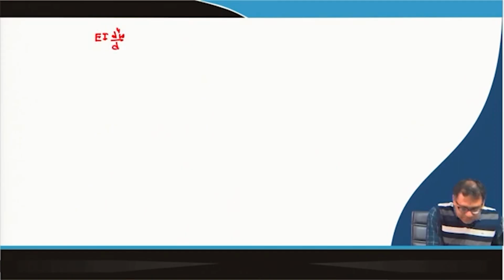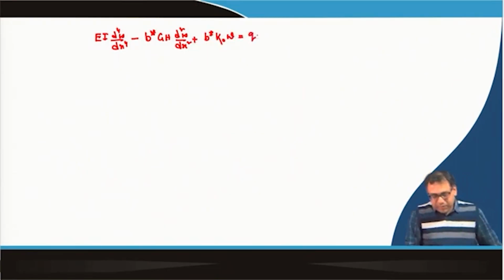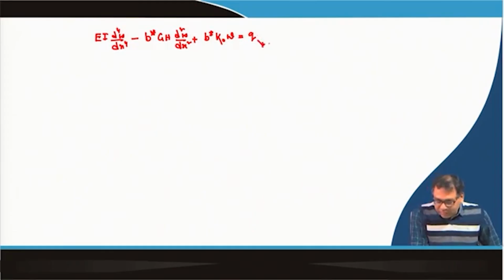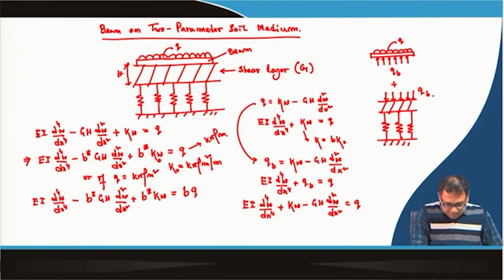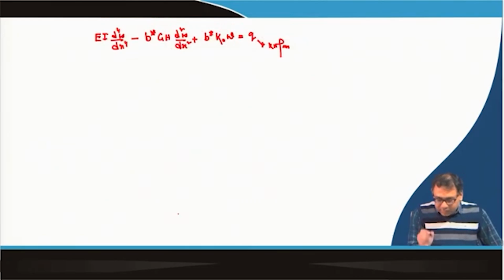So, the final expression is EI d4W/dx4 minus B star GH d2W/dx2 plus B star K0 W, that is equal to Q. Now, let me check whether this dimension is matching or not. As I mentioned, this expression is valid if Q is in kilonewton per meter. Okay. If it is not kilonewton per meter, then you have to use the second equation. So, it is kilonewton per meter.